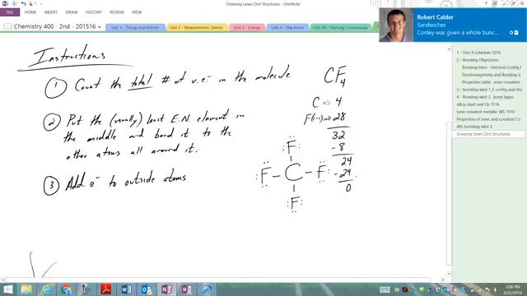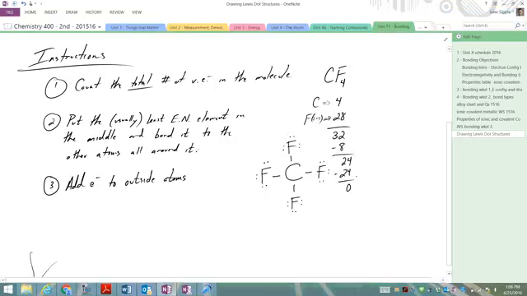Okay, so if everybody's happy, we're done. So let's check to make sure. I look at fluorine here. There's 2, 4, 6, 8 electrons around each fluorine, right? Fluorine's good. Okay, what about carbon? 2, 4, 6, 8. Carbon's good too. All right, we're done. There's the structure of carbon tetrafluoride.